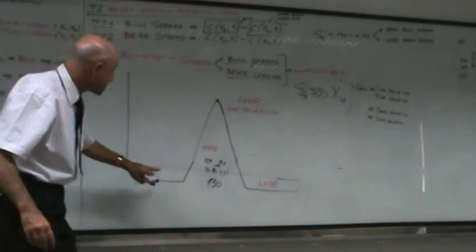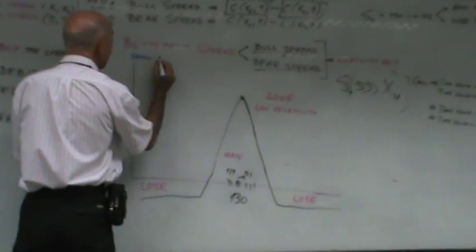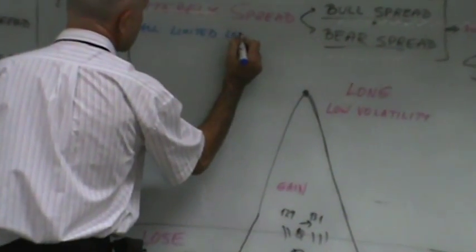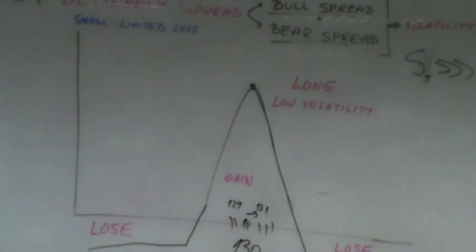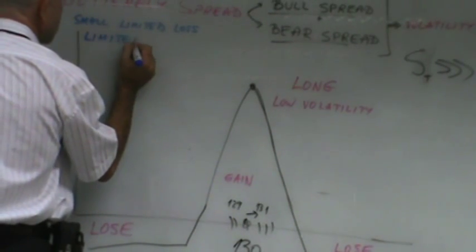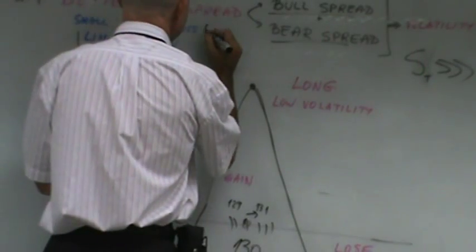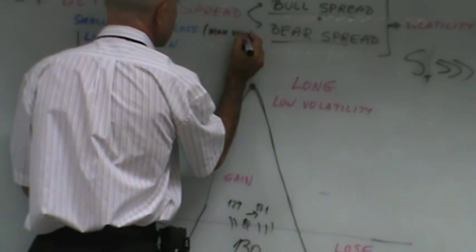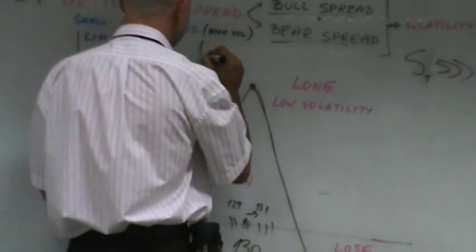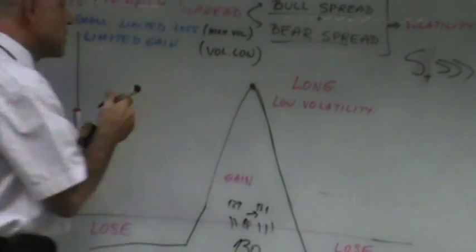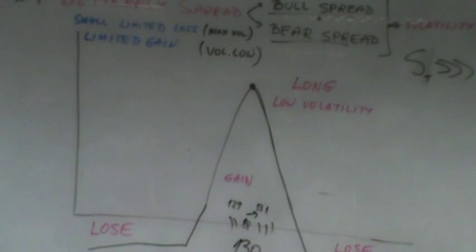So you've got a small limited loss with the butterfly spread. You aren't going to lose a lot of money. You're going to lose very little money. You've got a small limited loss, and you've got the respective limited gain. Small limited loss when the volatility is high. So when volatility is high, you get a small limited loss, and when volatility is low, you get a small limited gain. This is the gain over here. And that's pretty much it.